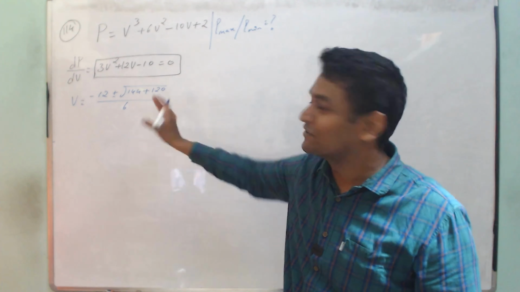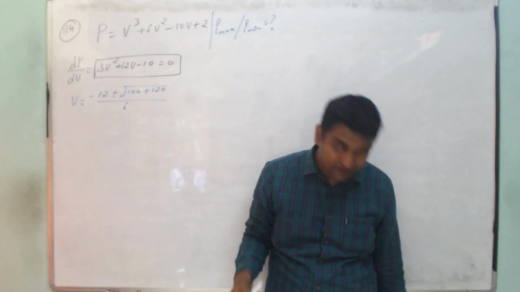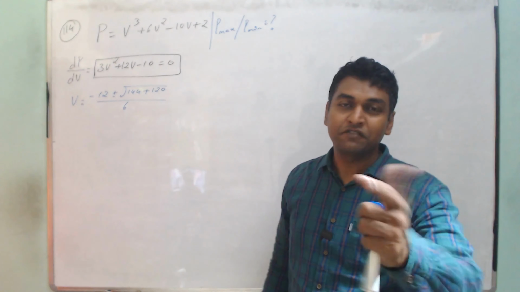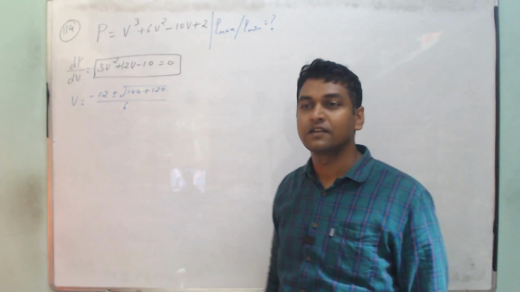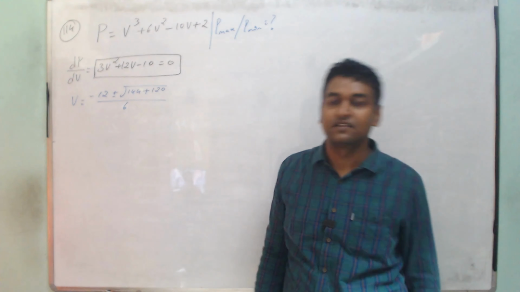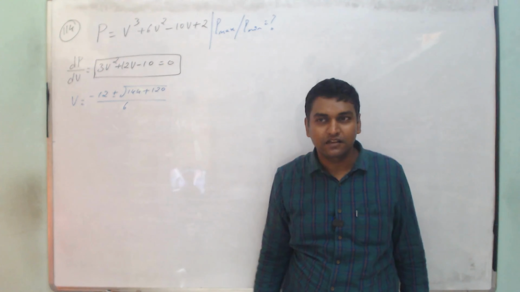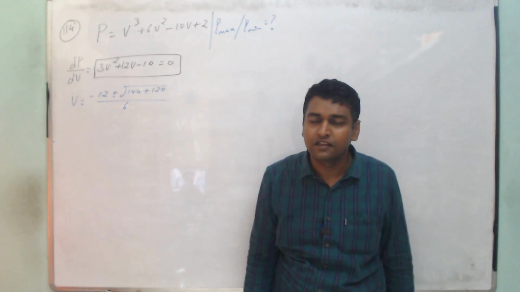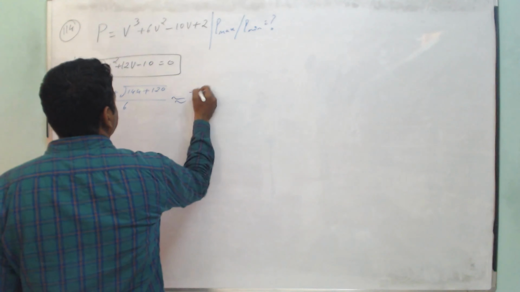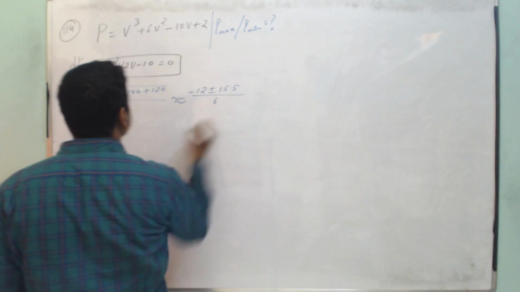Okay. So under root of 264 is approximately... What is closest to 225 is 15 square. 225 is 15 square. 16 square is 256, I think. Right? It's like 15 point something. Let's take it 15.5. So basically, we will approximate this to minus 12 plus or minus 15.5 divided by 6.